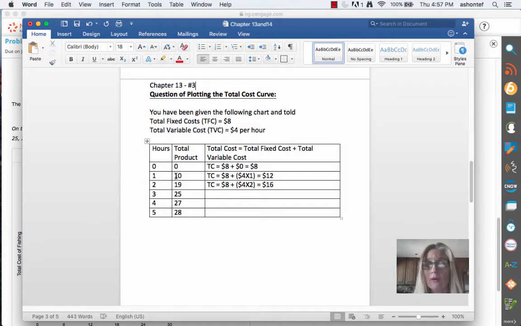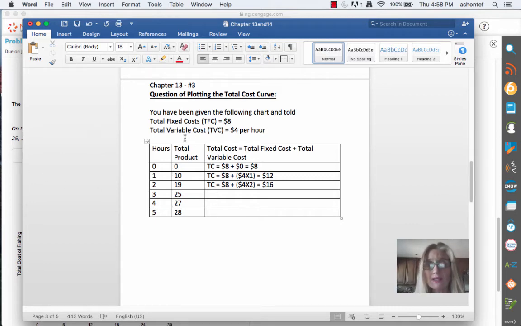For 1 hour of work, we can get output of 10. So our costs given the information we have would be the $8 fixed cost plus $4 for each hour. So we only have the 1 hour. So 4 times 1 would be 4. So 8 in fixed plus 4 in variable is 12. And we would just keep on going down to complete the chart.